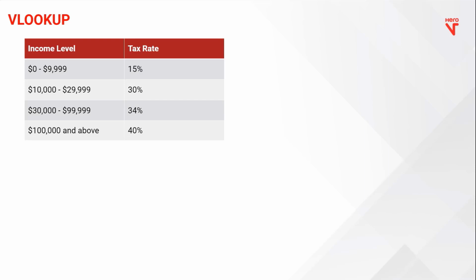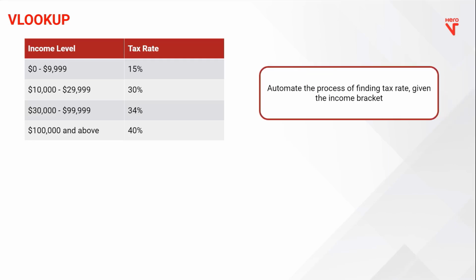Imagine we have this table which lists out the income bracket and their corresponding tax rates. Now imagine we want to automate the process of finding tax rates given some income bracket. For example, if someone puts in an income bracket of $0 to $99999, then the tax rate corresponding to it, which is 15%, should automatically show up. In scenarios like this, VLOOKUP can help.